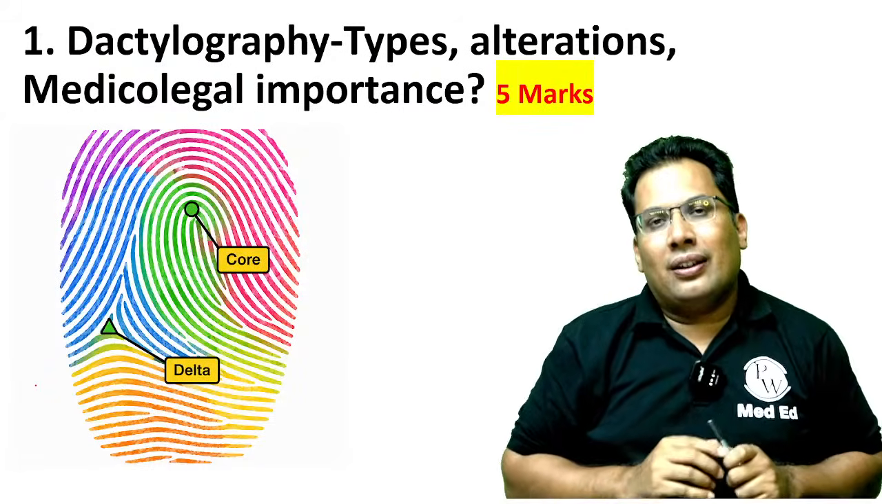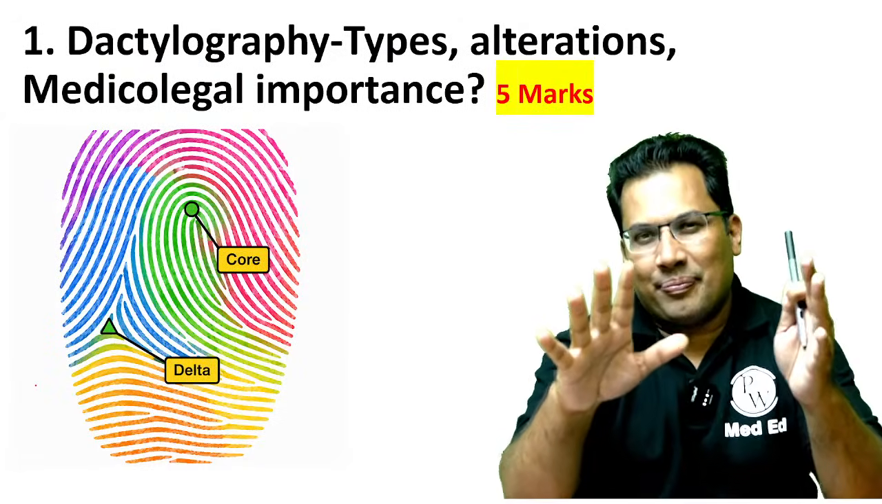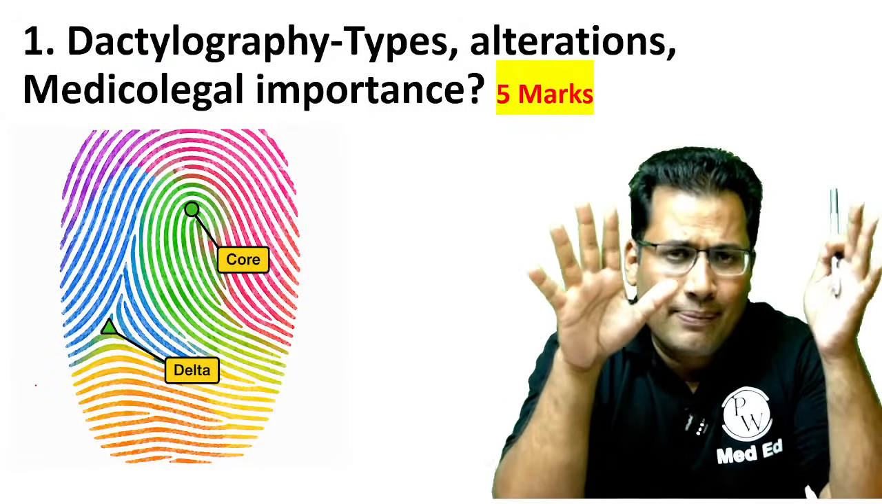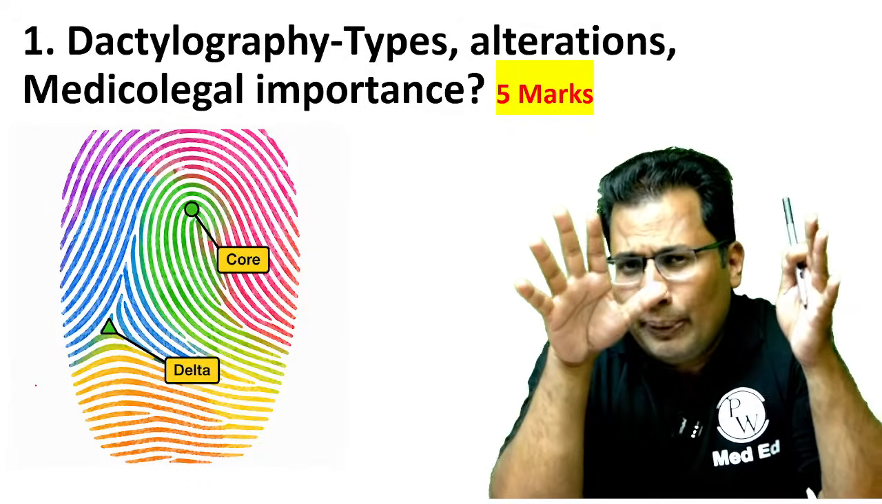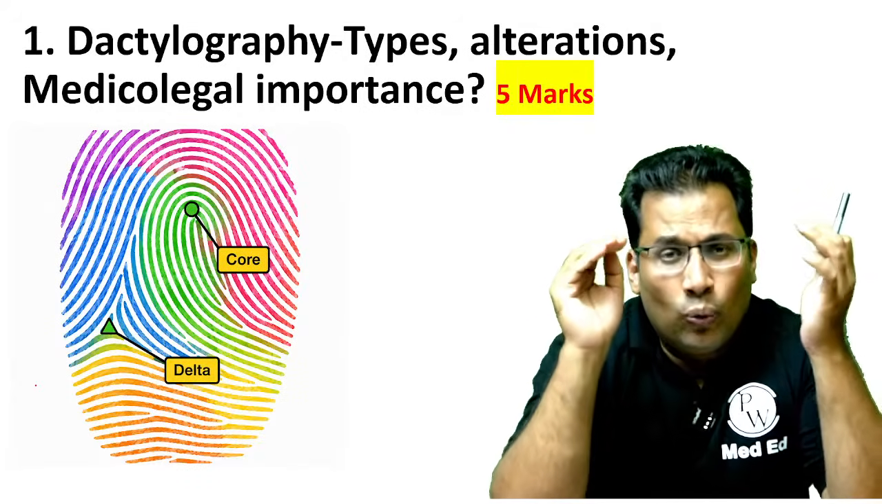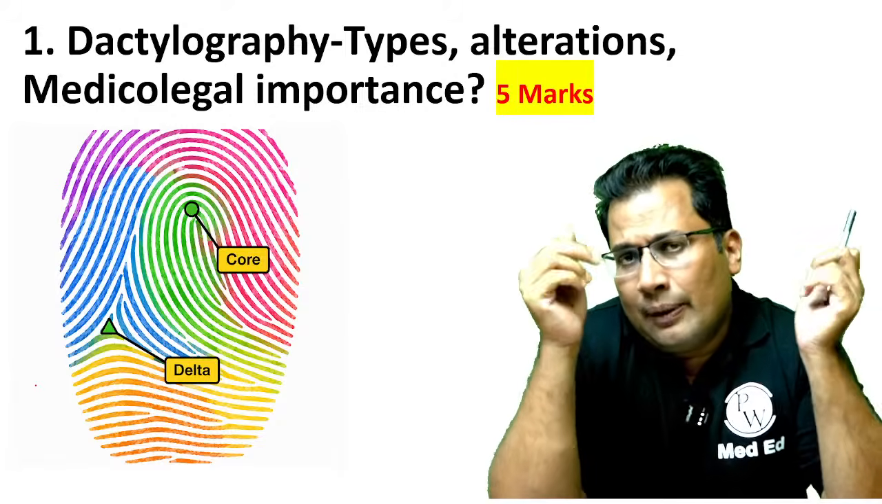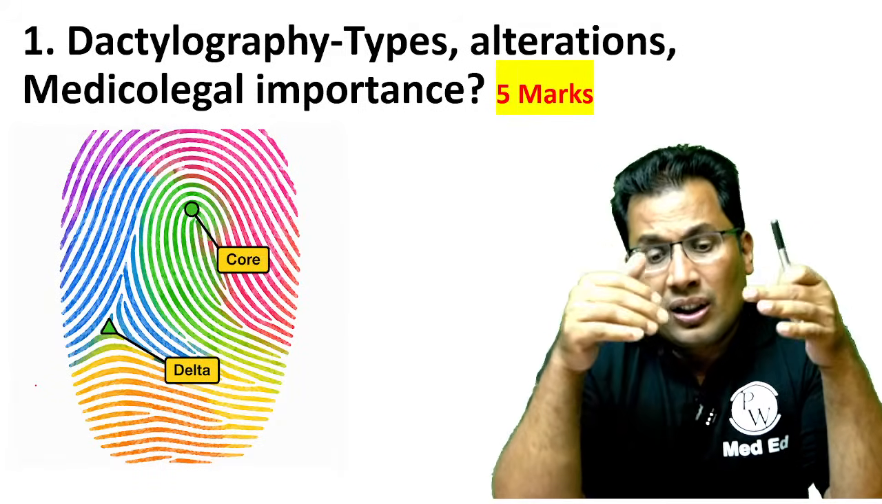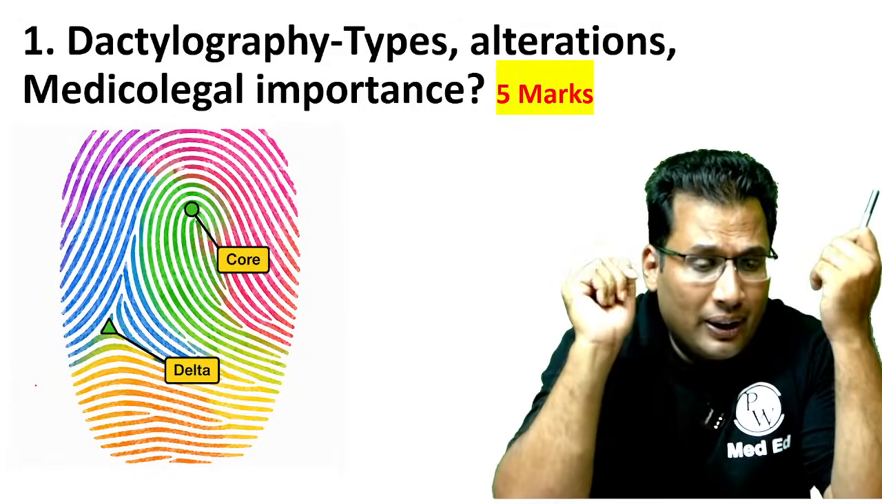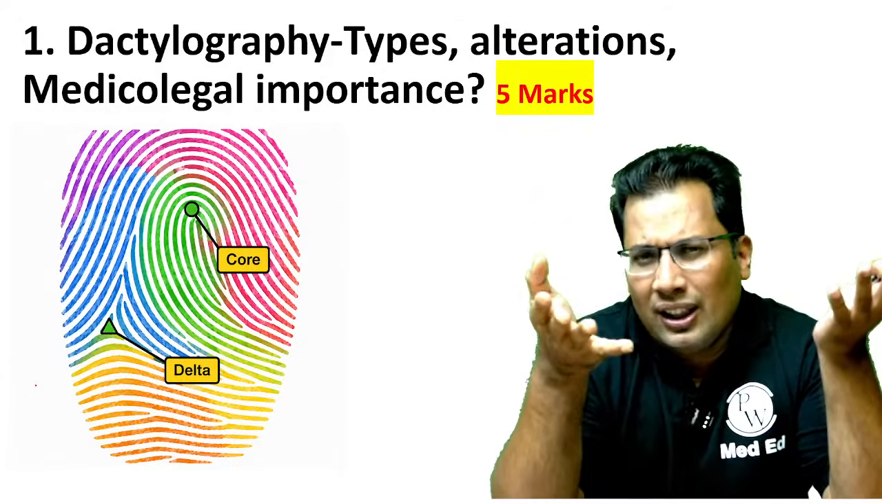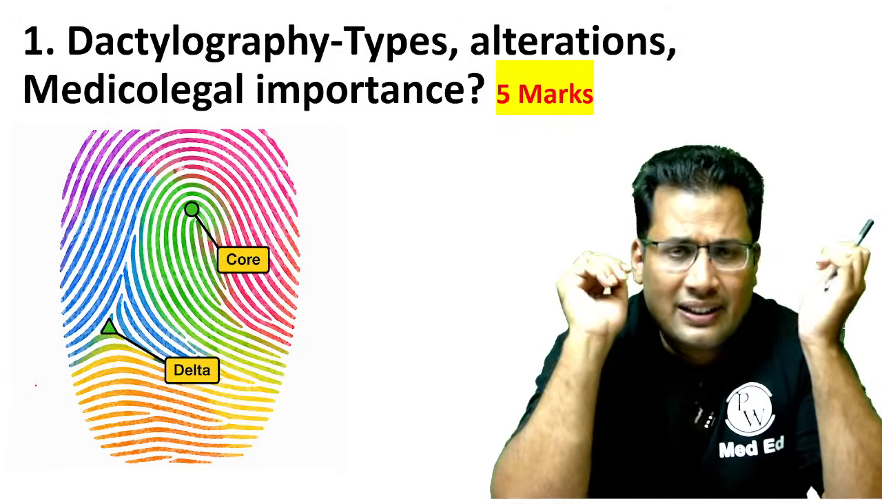The first topic is fingerprint. Very important 5 marks question, commonly asked 3 marks question. What is fingerprint? Types of fingerprint? What are the alterations in fingerprint? Medico-legal importance. Medico-legal importance in civil cases, criminal cases.